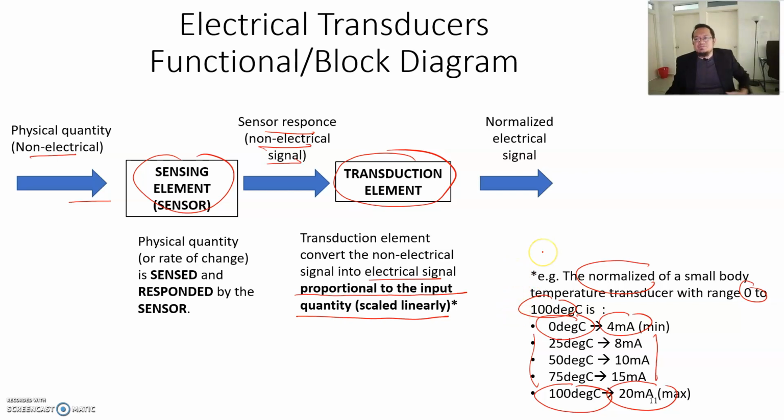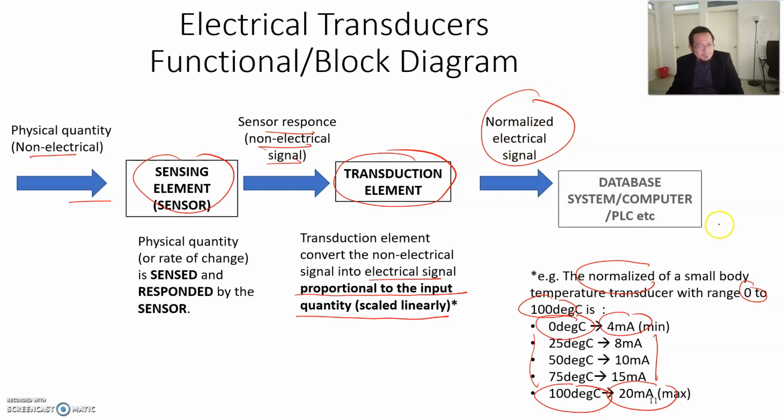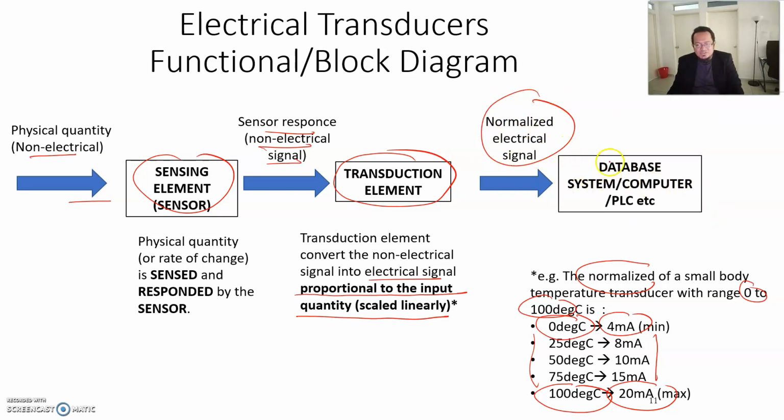I think I've used this before during my time in a power station as a control and instrumentation engineer. When we did calibration, we calibrated the transducer according to this value. So this is the normalized electrical signal. And then this normalized electrical signal is sent to a database system or a computer or PLC, for example, where you want to do some analysis, some control, and so on and so forth.